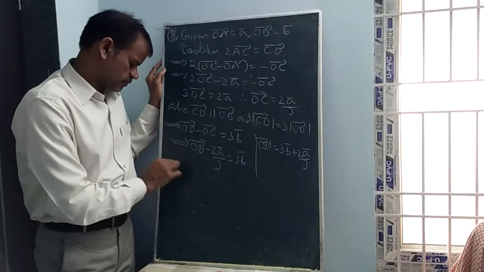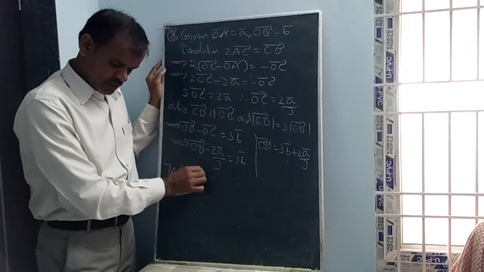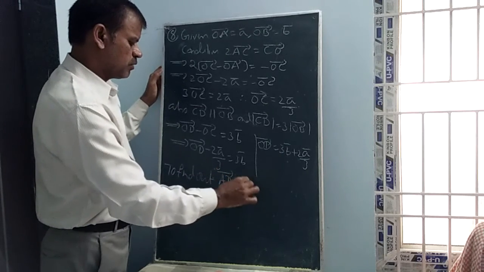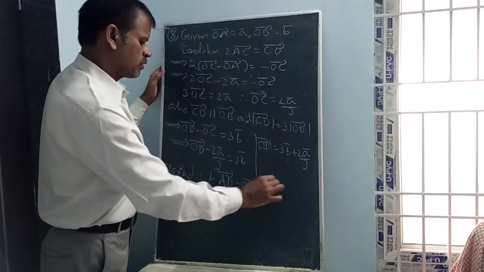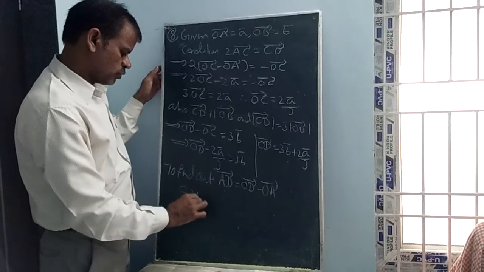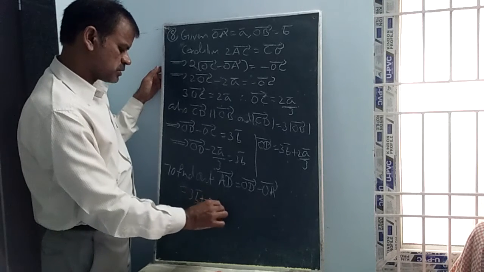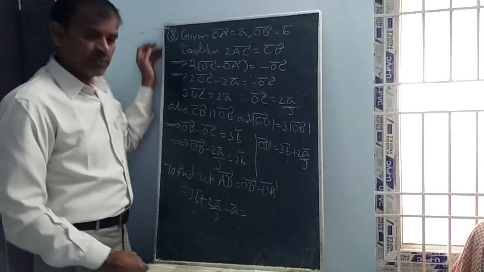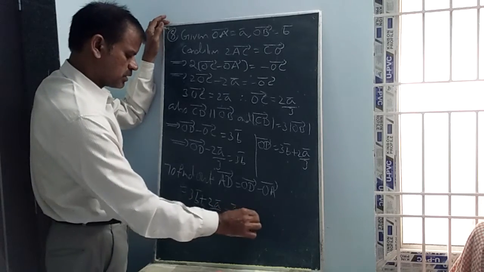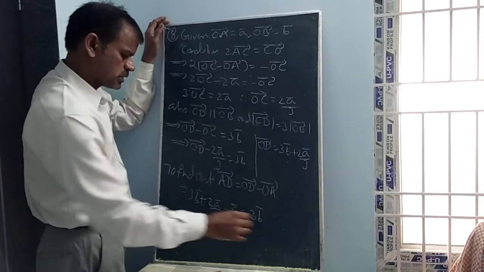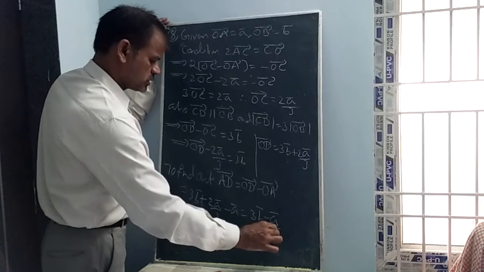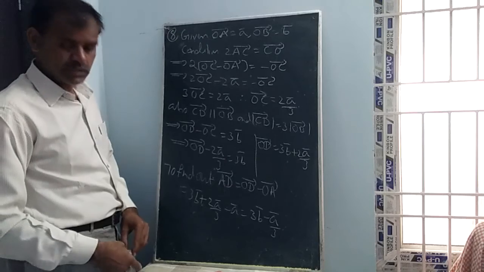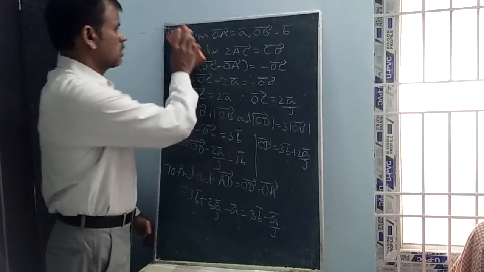To find out which one, read the question. To find out AD. AD meaning OD minus OA. So OD here is 3b bar plus 2a bar by 3, minus a bar. Take LCM. So it is 9b bar minus a bar whole by 3. That is given as the second option. Eighth question, second option.